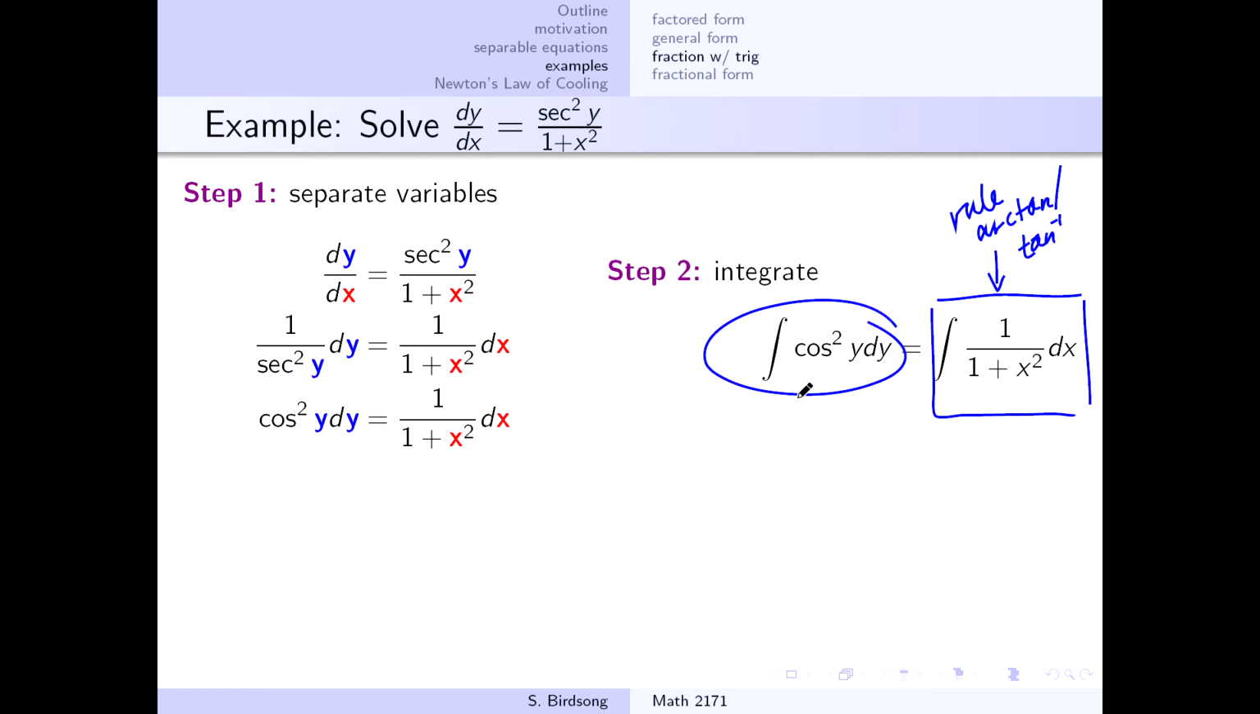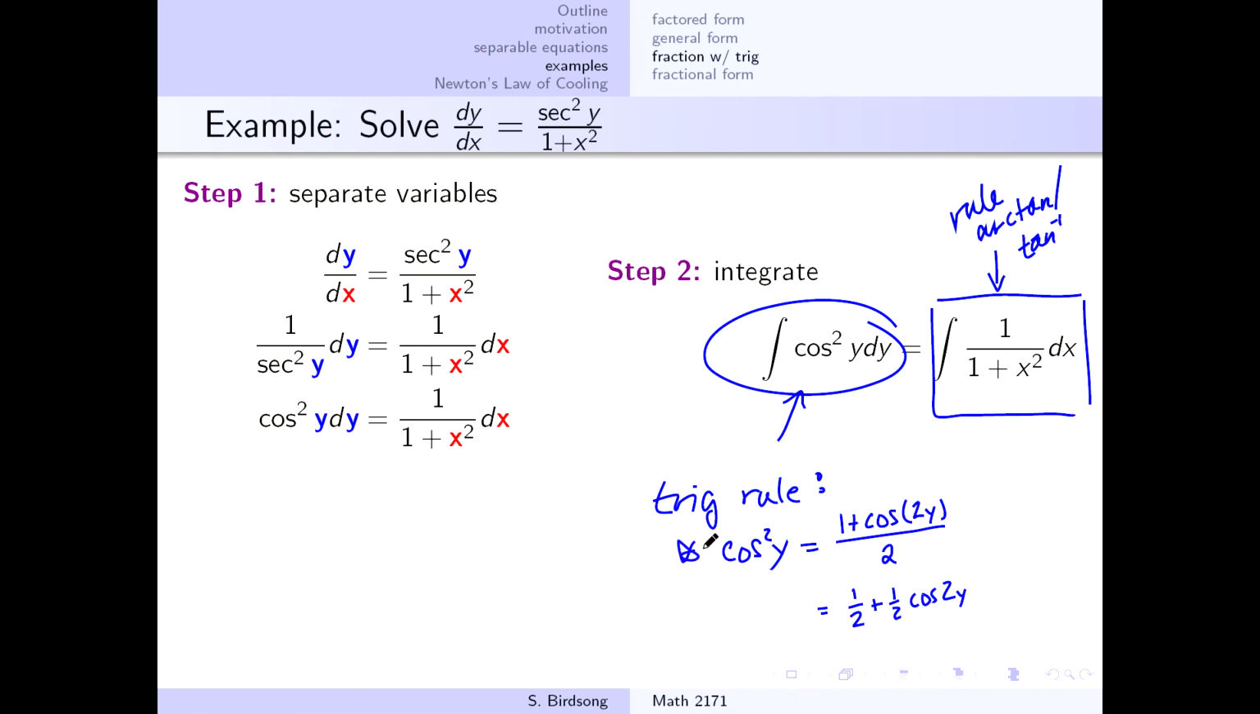Now this one over here, there is a trig rule that you have to use, because substitution doesn't work here. The trig rule is that cosine squared, and I'll go ahead and put it in y, but that's not normally how the formula is written. Cosine squared equals 1 plus cosine of 2 times whatever your angle is, so 2y, all over 2. Now, in the next step, you're actually going to see this fraction split up. It'll be 1 half plus 1 half cosine of 2y. Okay, so write this down somewhere. That is a trig rule that you are going to need.